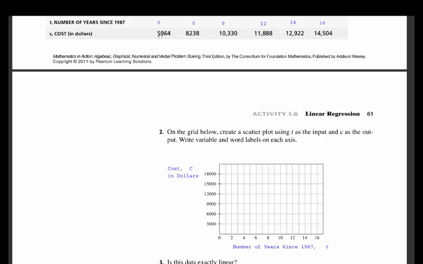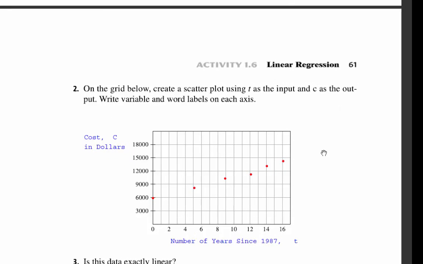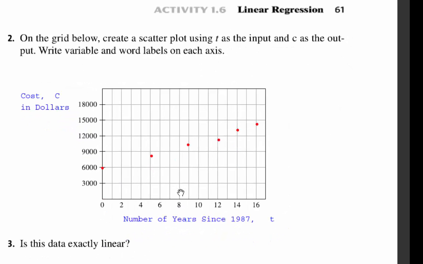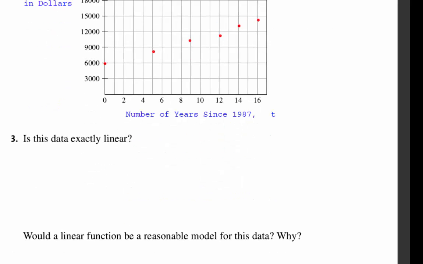Now to plot each of the points. The first point is 0, 5,964. The second point will be 5, 8,238, and so on. So I've plotted all of the points, and my graph looks something like this. Right? And if you look at question 3, it asks, is this data exactly linear? And the answer is going to be no.